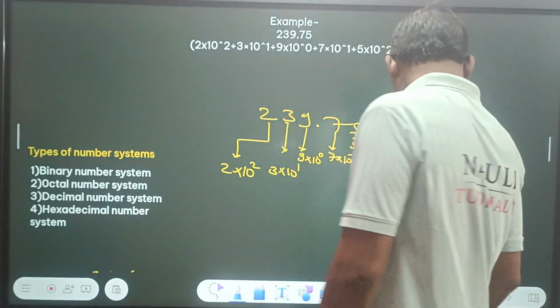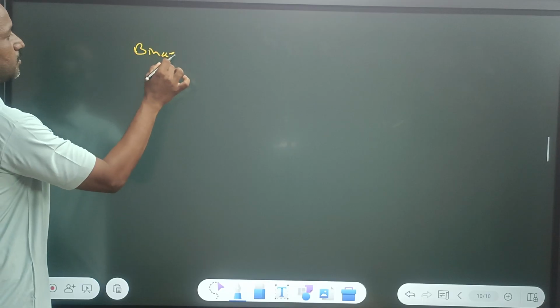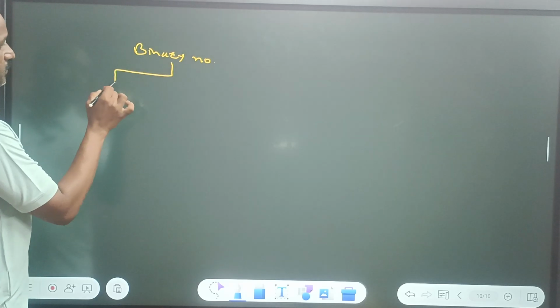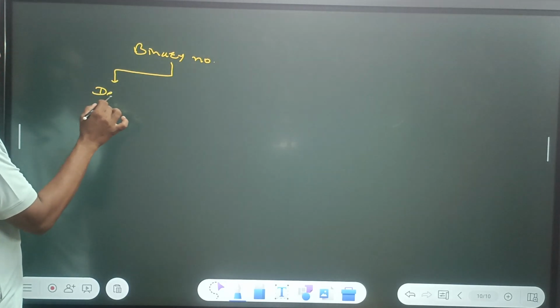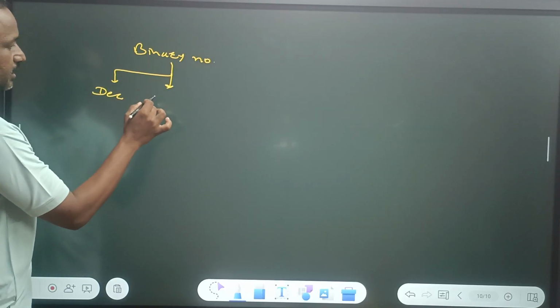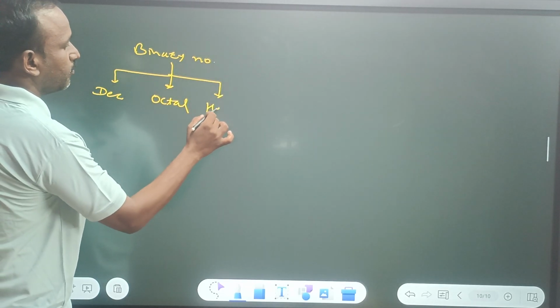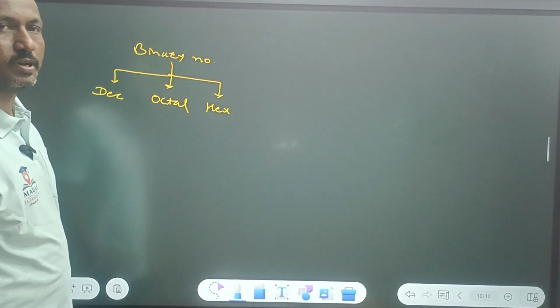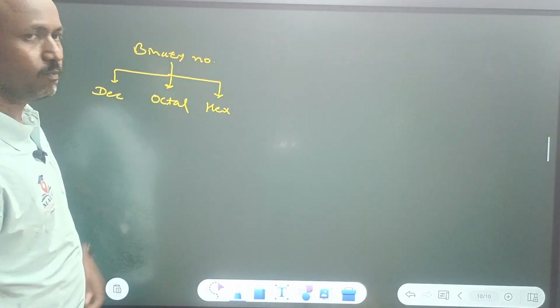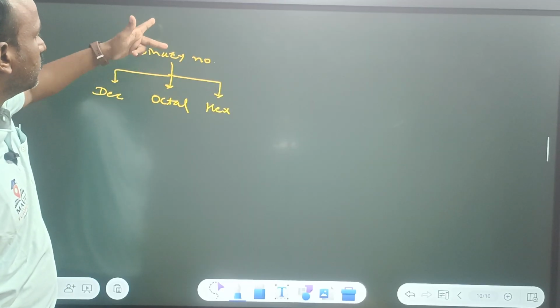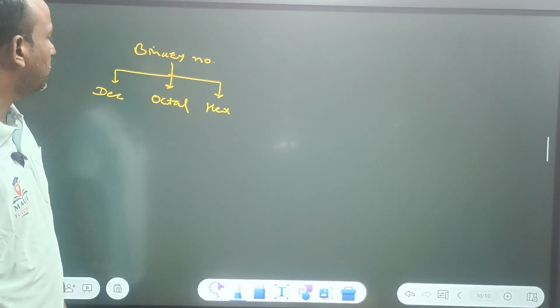How do we convert the number, or how many possibilities are there to convert the number? Suppose the binary number is given. Then first, this number can be converted into a decimal number, or a binary number is converted into an octal number, or a binary number is converted into a hexadecimal number. This means there are 3 conversions related to the binary number: binary to decimal, binary to octal, and binary to hexadecimal number conversion.